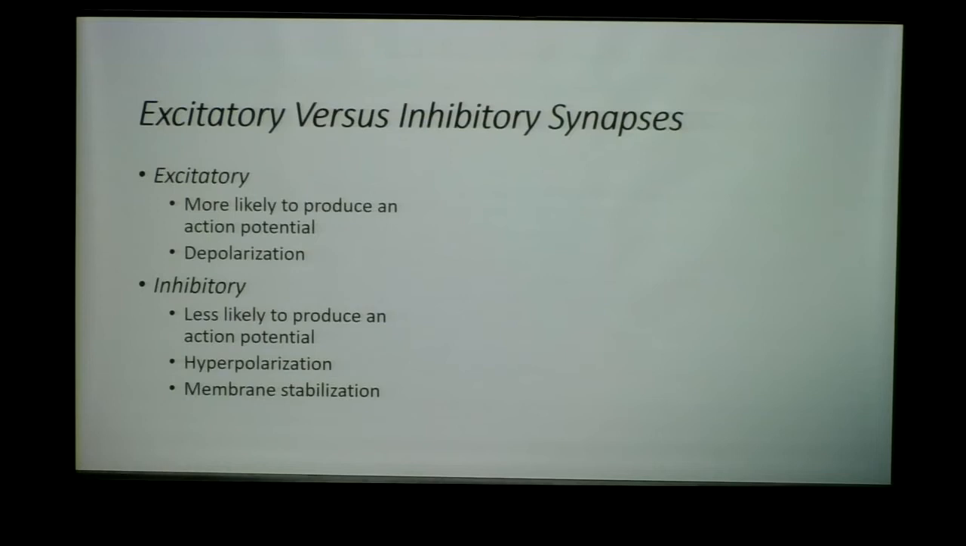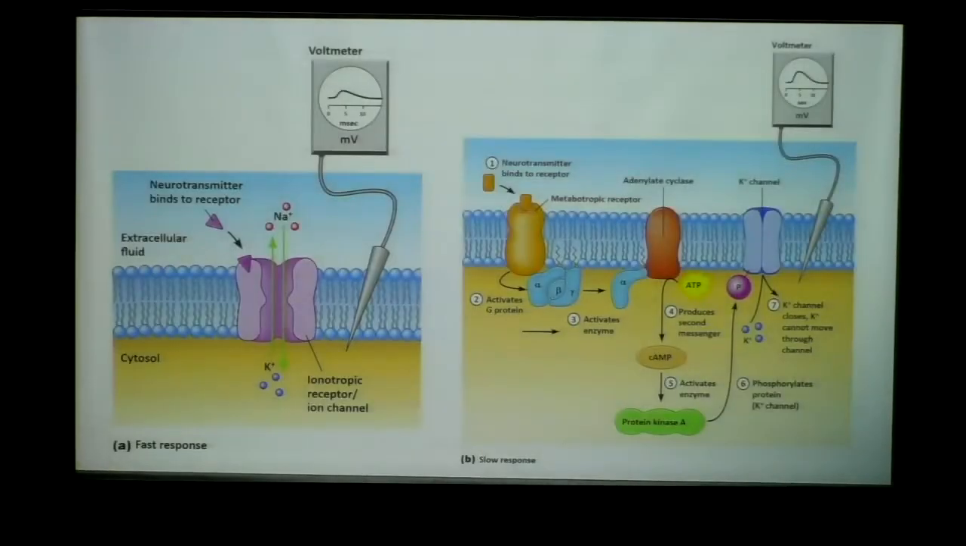The movement of chloride in specifically stabilizes the membrane potential. So just to reiterate that here, EPSPs will generate an action potential or will be more likely to, right? They're heading towards threshold. Whereas IPSPs are less likely to produce an action potential. They're moving further away and they can either hyperpolarize the membrane or stabilize the membrane potential. Okay, so this is just comparing that fast and slow response, which we talked about.